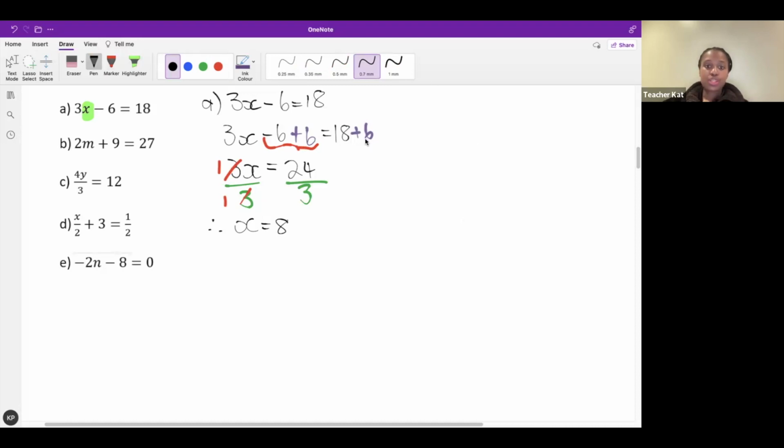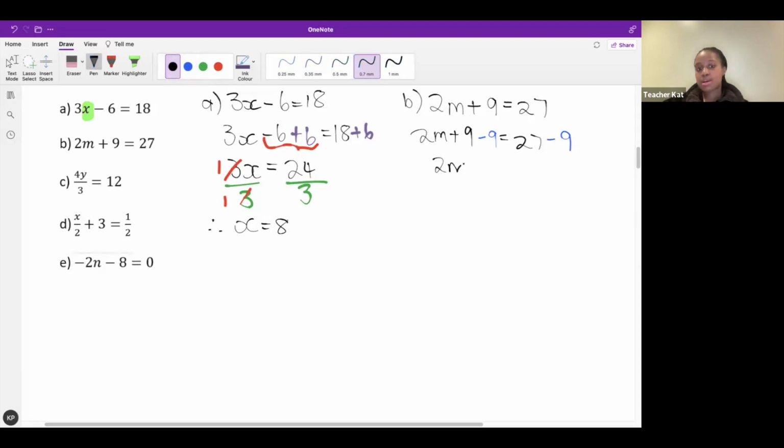I'm only going to do this for the next few ones, and then we will get going and get moving, because I know you guys like to move. 2m plus 9 equals 27. Tell me, where do we go with this one? Where are we going with this one? Minus 9. So then I have 2m plus 9 minus 9 equals 27 minus 9. All right. And then I'll have plus 9 minus 9.